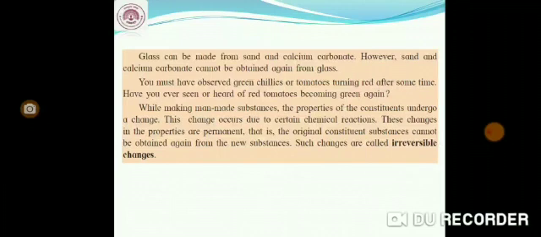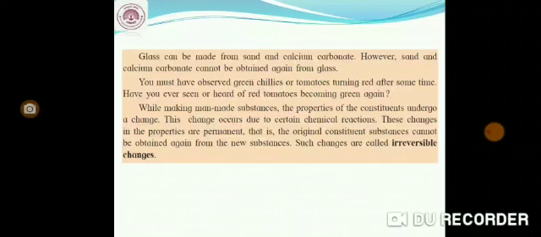Okay. While making man-made substances, the properties of the constituents undergo a change. This change occurs due to certain chemical reactions. So when there are some chemical reactions on a product, it leads to the formation of something new which is permanent. That is, the original constituent substances cannot be obtained again from the new substances, and such changes are called irreversible changes. Very easy to understand.